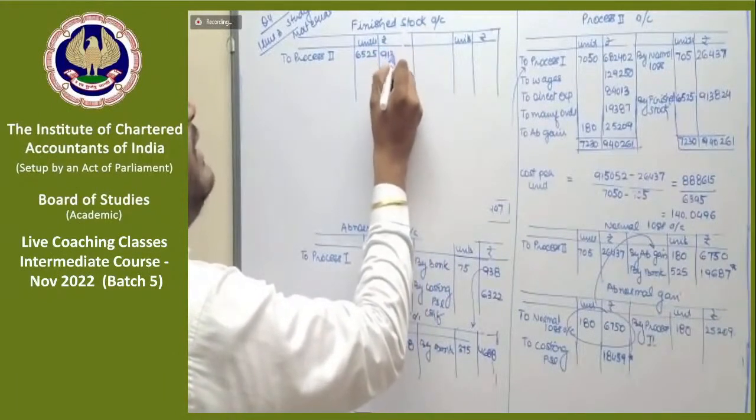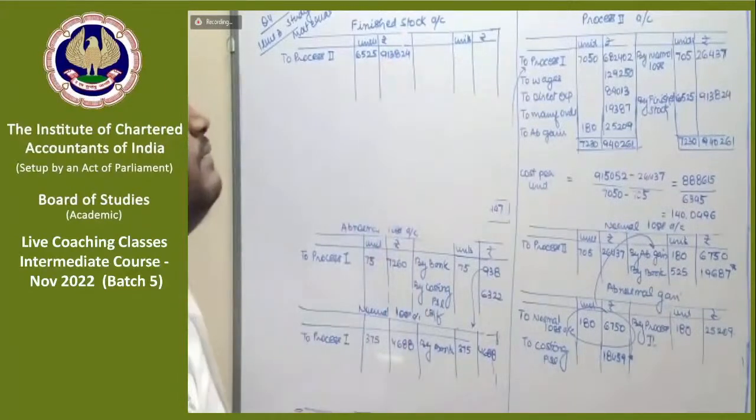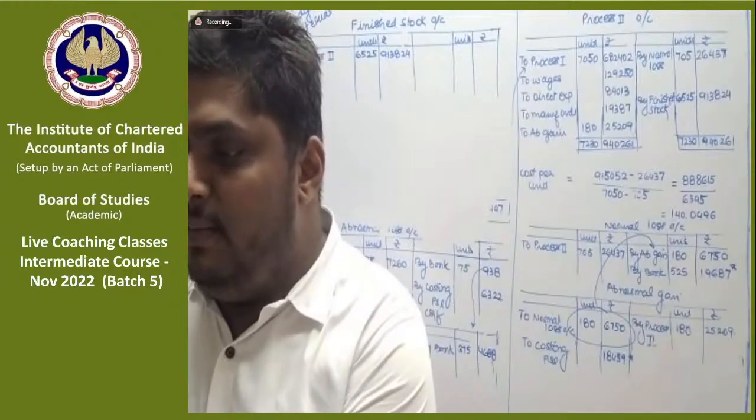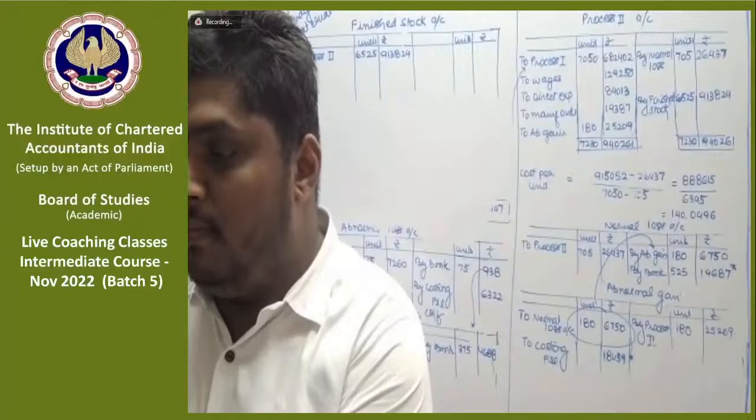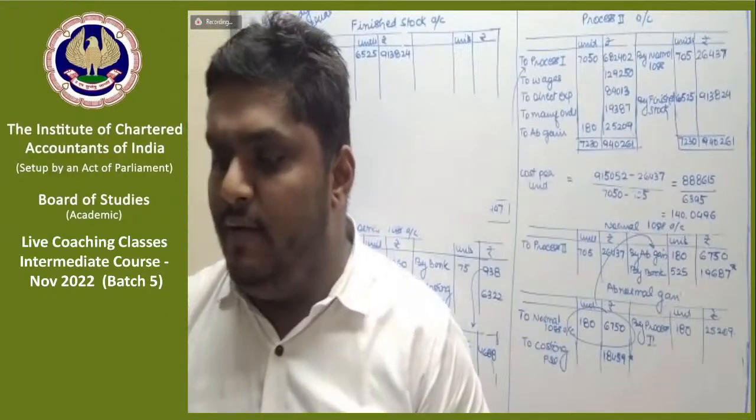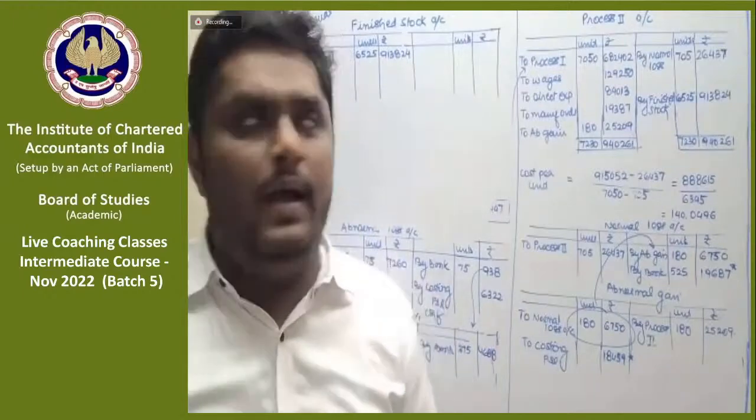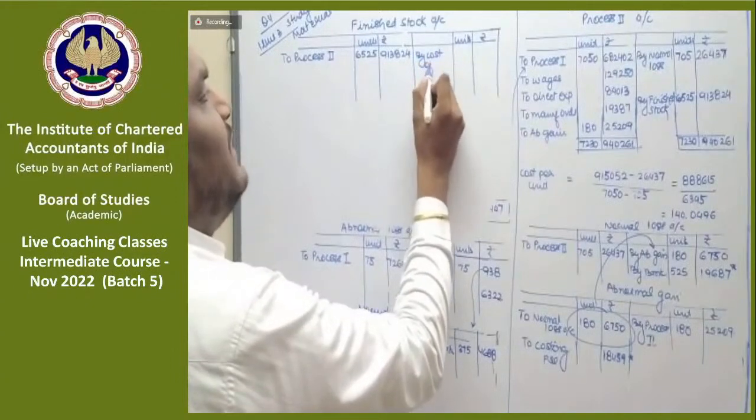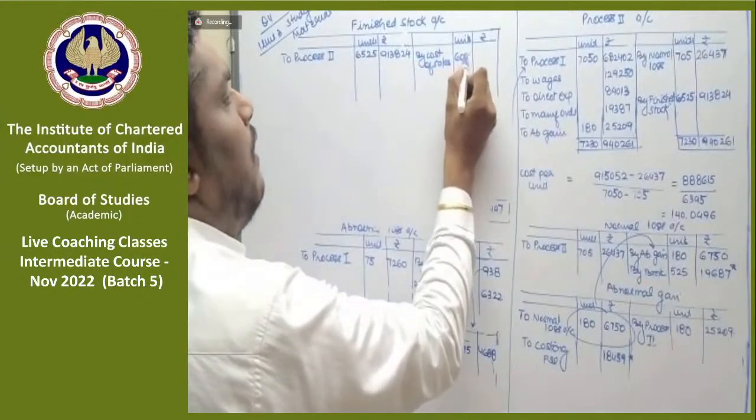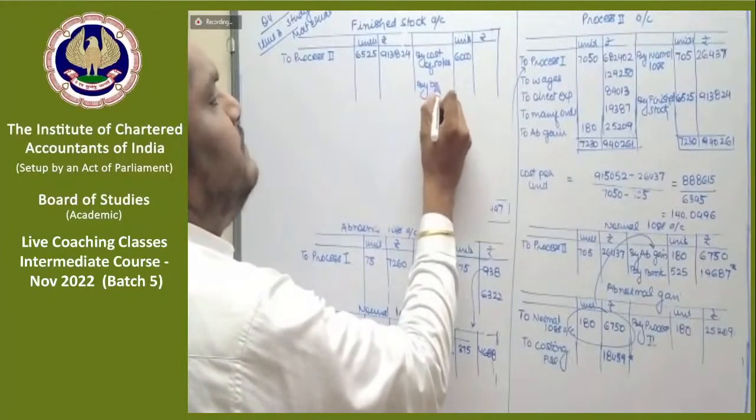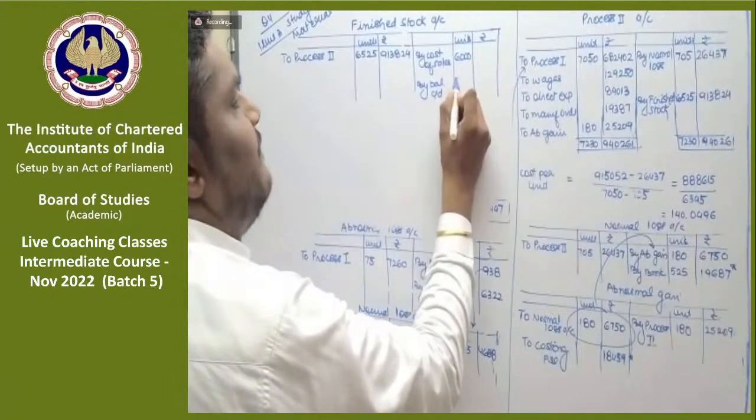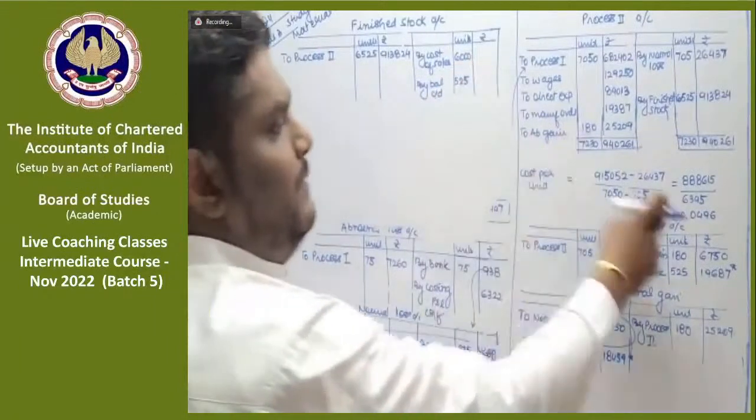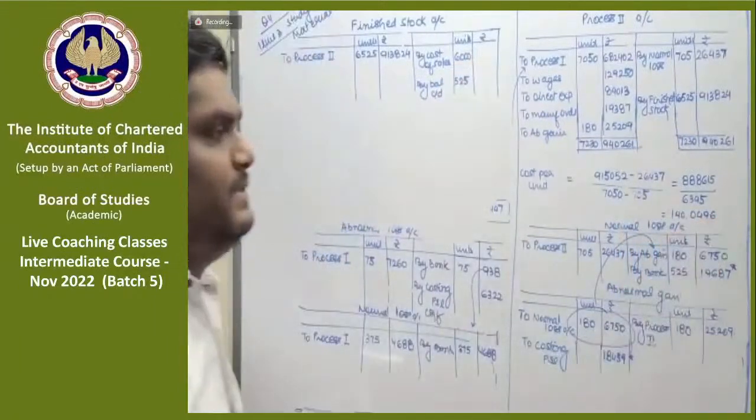So 9,13,824. Now further, in the question it is given that 6,000 units were sold in the market. So 6,000 units will be transferred to costing P&L as cost of sales, and the balance 525 units will remain in stock, that is balance c/d. So 6,000 units will be valued at 140.0496.